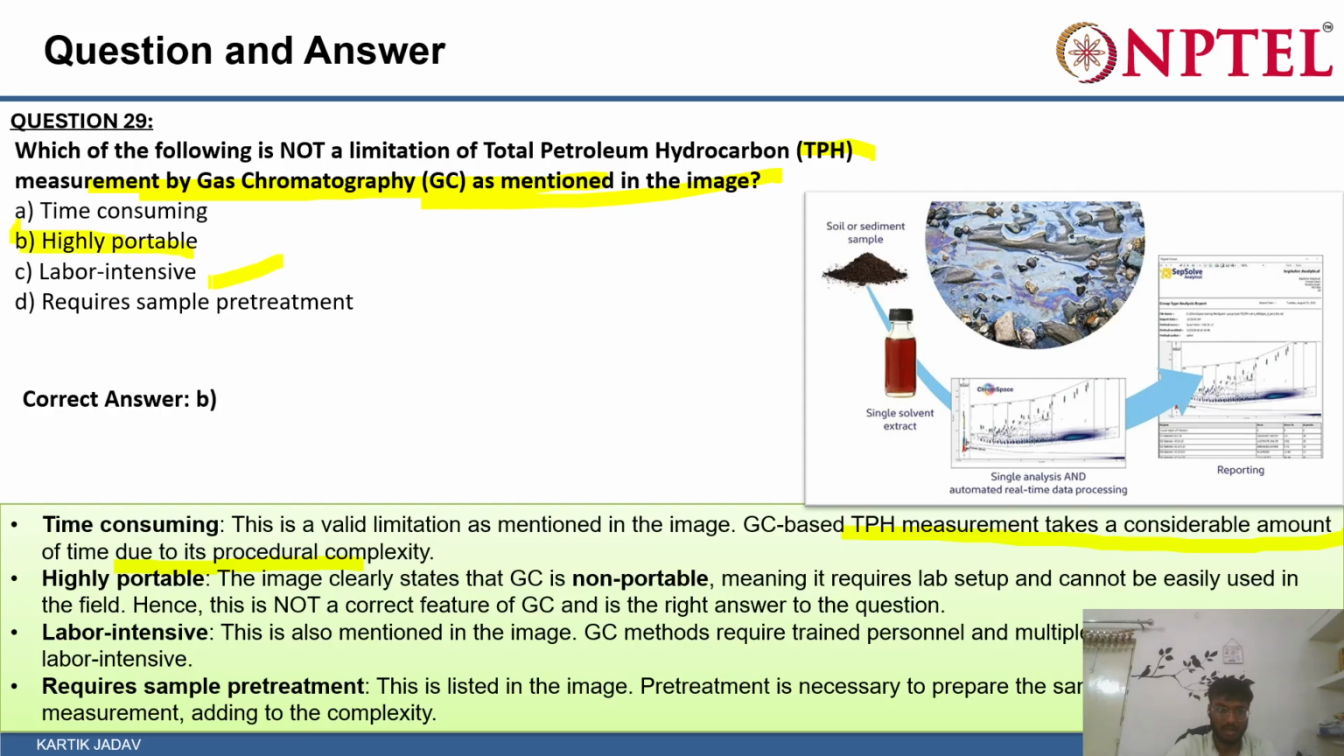And it is labor intensive, obviously, because to extract certain samples we require skilled labor or a skilled task force, and for its analysis the instrument also requires specific staff. It requires sample pre-treatment. That is also correct. So the incorrect answer is option B.